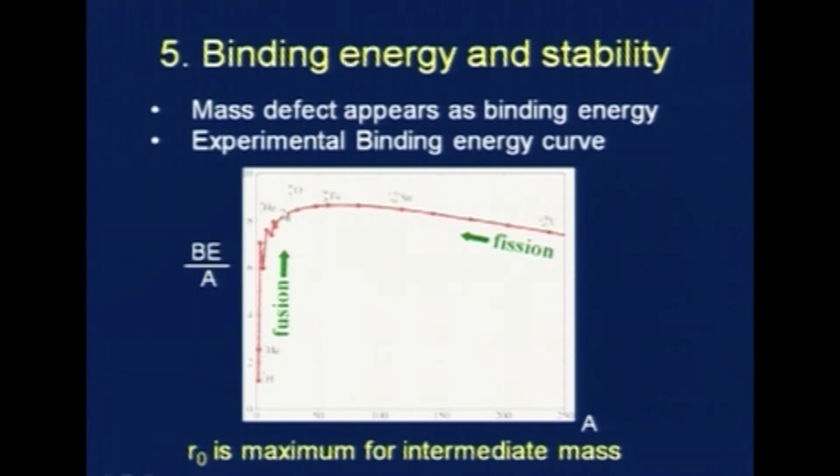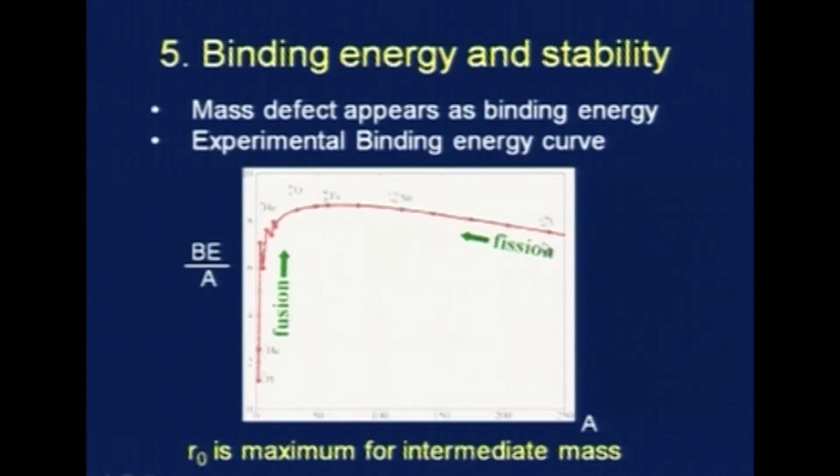And similarly, we have fusion. Light nuclei will have a tendency to fuse. So the fusion will take place. Now, we know that fusion is taking place in stars. In all the stars, including the sun, thermonuclear reactions are taking place. They are all fusion reactions, which are liberating a large amount of energy.